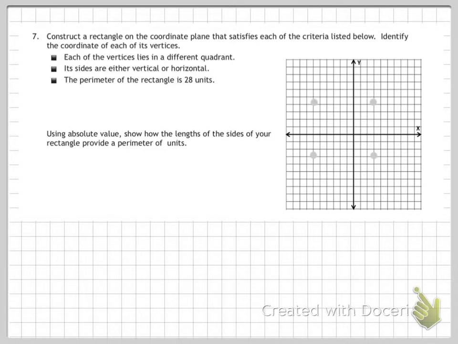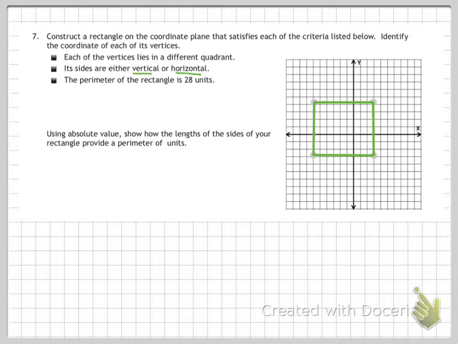So there's my rectangle. I noticed that it says my sides have to be either vertical or horizontal. I did that. Let me put in our lines here. So I've got one side that's right there. I've got a side here. I have a side here vertical, and one more horizontal side. There's my rectangle, and the perimeter has to be 28. Now maybe I got lucky, but I'm not sure. I'd have to find out what the perimeter was. So we may have to go back and fix this.